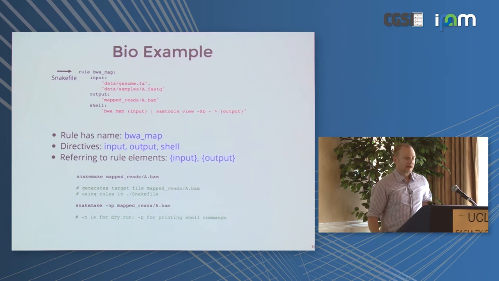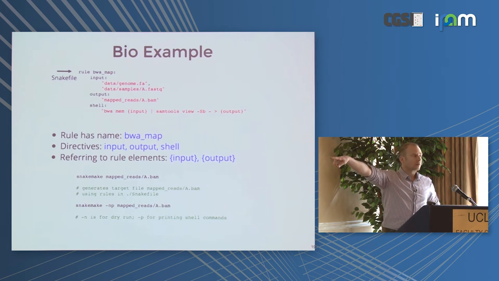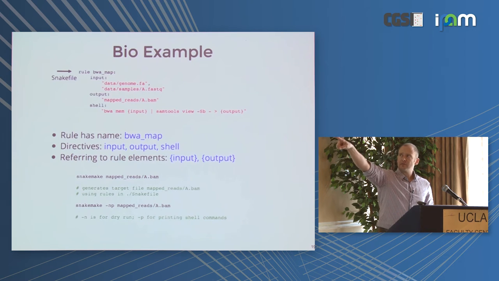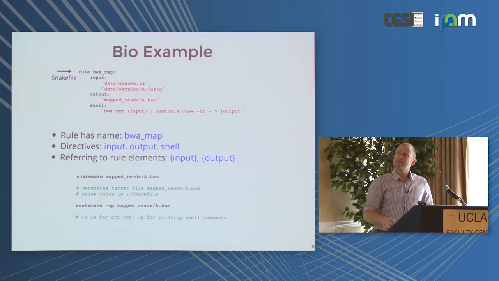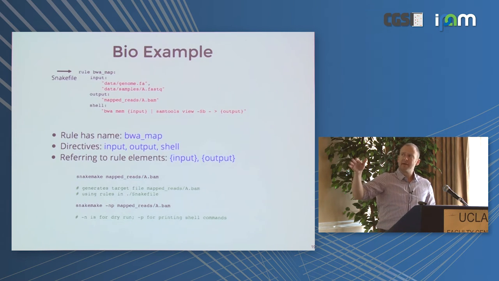Here's a bio example. This is also how you execute the workflow on the command line. For example, you have one rule. You put this into the Snakefile. It's rule bwa_map. As input, it needs a reference genome, which is genome.fa, a FASTA file. And you also need some read data provided as a FASTQ file. And the output is a BAM file. What you want to do is map the FASTQ reads against the reference genome, and then have them as a BAM file as output.